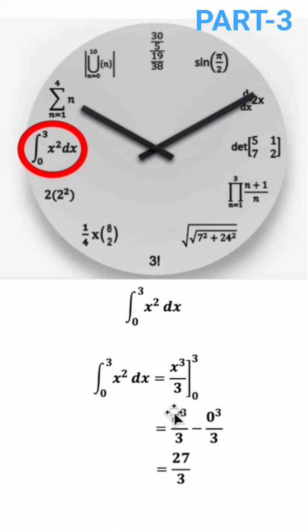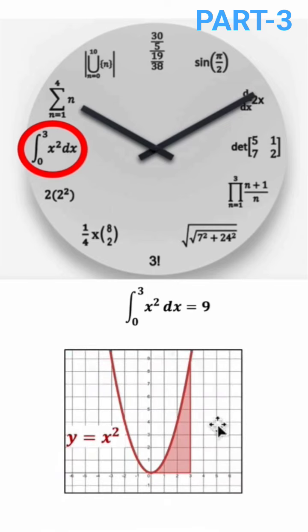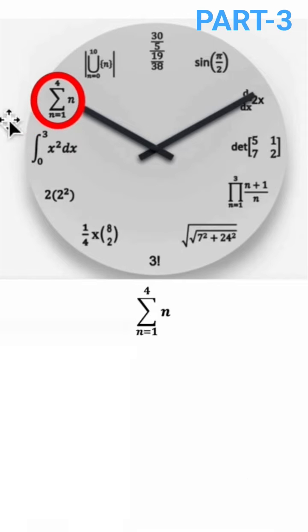3 cubed is equal to 27, and that's still over 3. And then 0 cubed is equal to 0, so there's nothing there. And 27 divided by 3 is equal to 9. So this whole integral is equal to 9. And that's why it's located right here. And going back to this graph from earlier, this region under the parabola has an area of 9 square units. How exciting. I was so excited, I just said that. Now let's go on to this one.